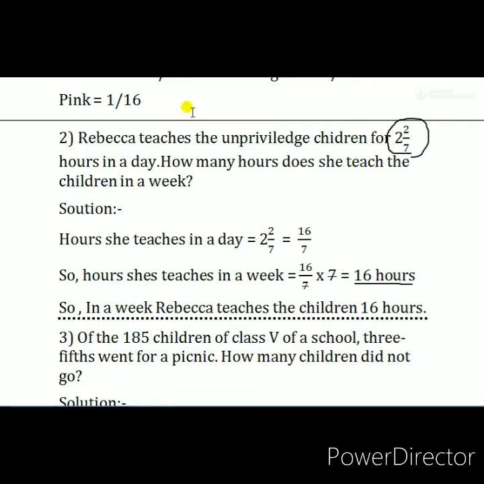Read the question and try to find out the answer yourself. I have given this only for your help, but you first take the question, write it down in your rough notebook and try to do the answer yourself. Now we will move to question number 3.